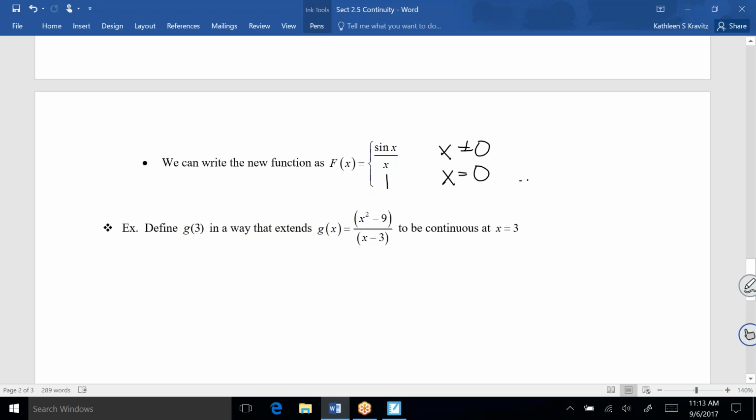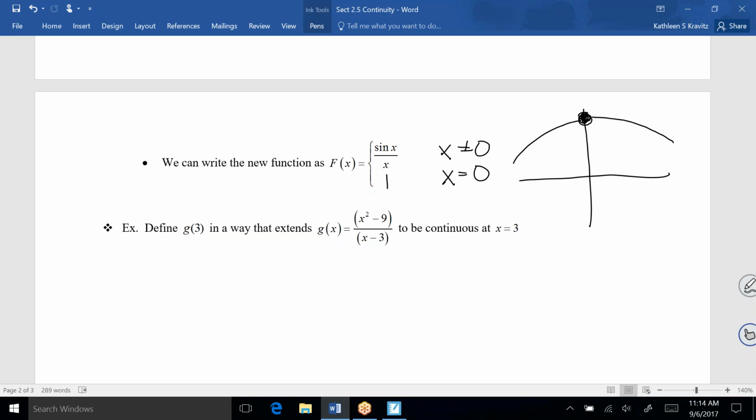So if we were going to graph this, at 0 we're saying the function is equal to 1. And then for the rest of the sine function, if we were just going to graph the first part, it's not going to be defined at 0, so we would have an open circle. But with the continuous extension, we define it to be 1 at 0, so then we can fill in that open circle and make it a continuous function.